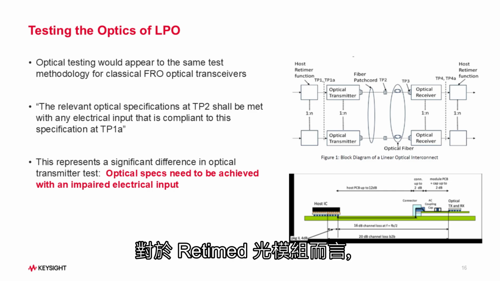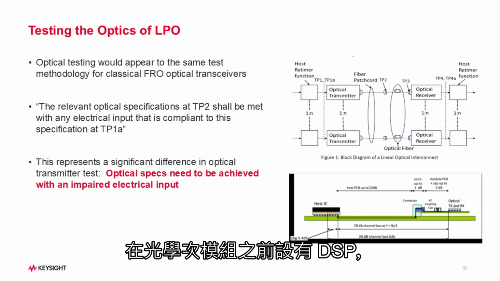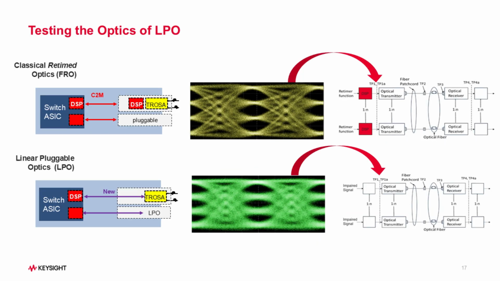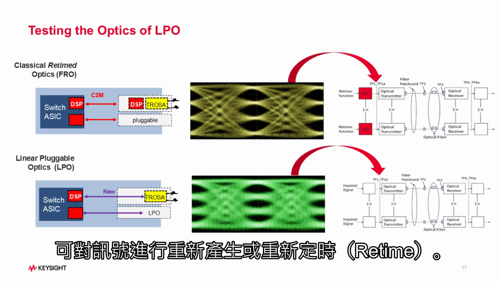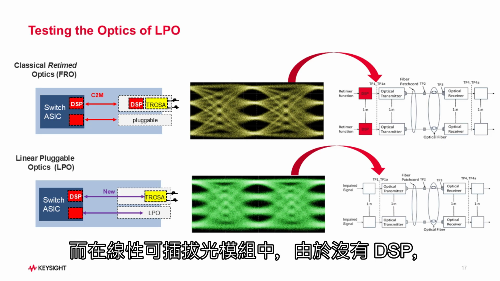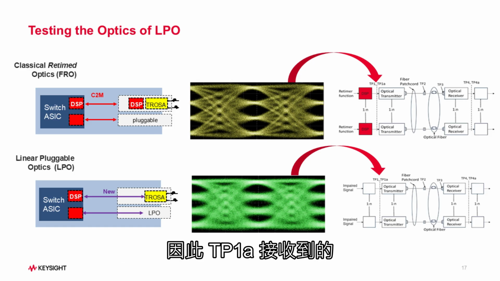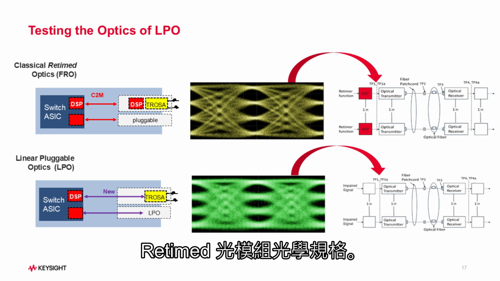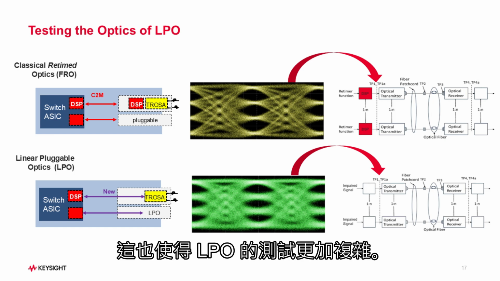So this graphic here illustrates the challenge. For retimed optics, we have a DSP right before the optical subassembly, which will regenerate or retime that signal. For a linear pluggable optic, the lack of DSP means that the signal that we're getting at TP1A is an impaired electrical signal, and we still need to pass the same optical parameters defined in IEEE 802.3 specs for retimed optics. This adds an additional burden for testing LPO.